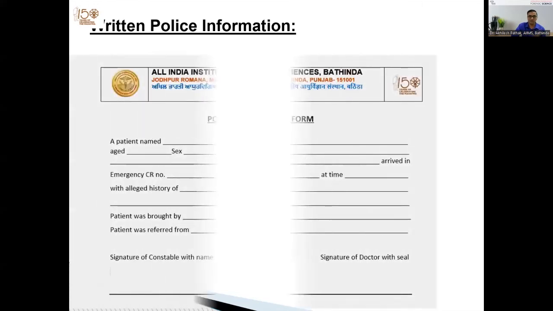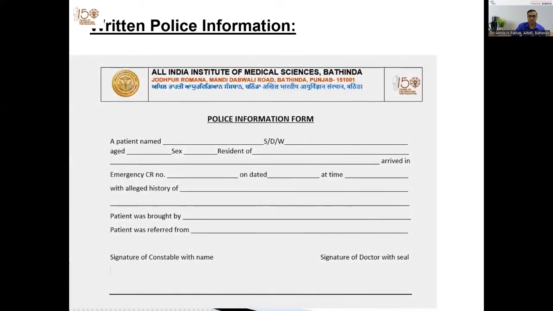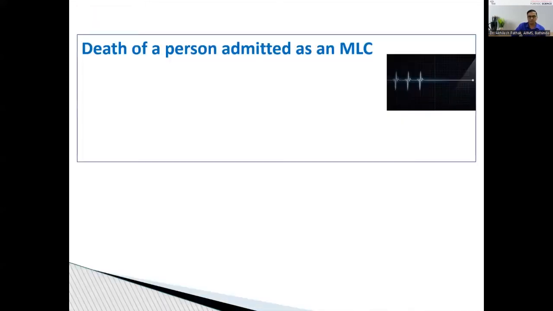In the verbal scenario, you can give the police information. Now the written. There are some institutes, as we are also using that kind of template for giving the police information. We prepare an original and a carbon copy, send it to the police chowki which is situated in our hospital, and this police person will take the original and give a receipt over the office copy. So in that way also, written police information can be given.